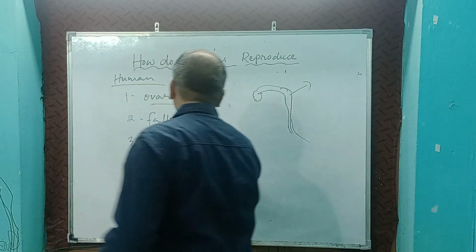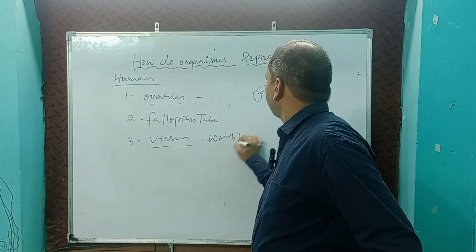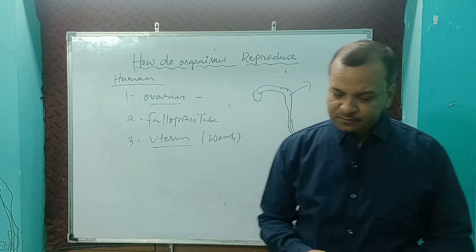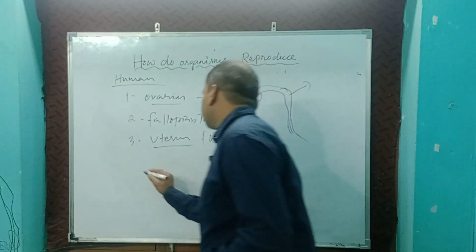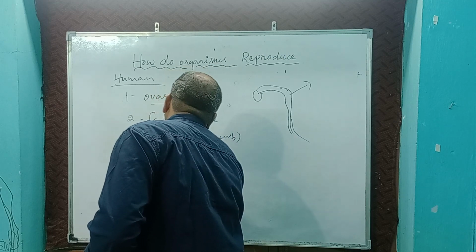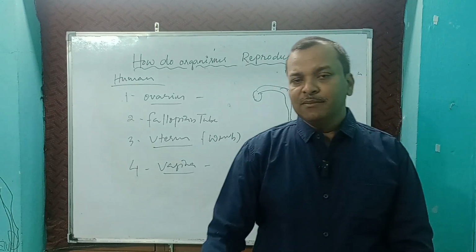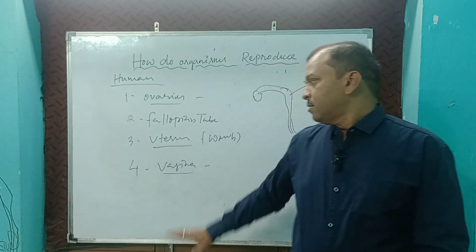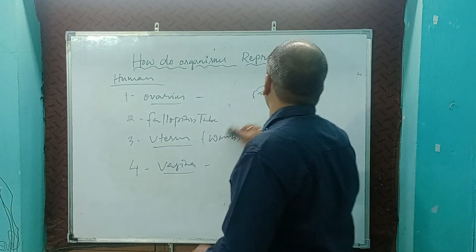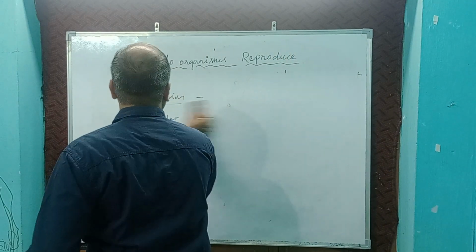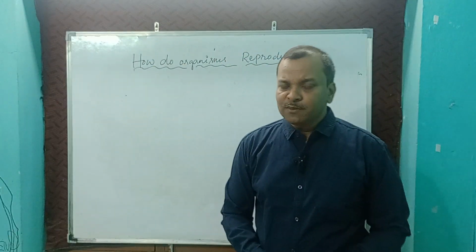Uterus is also called womb. Here the child develops. Next one is vagina. Vagina receives sperms from the male partner. This is all about our reproductive parts of male and female. Clear.